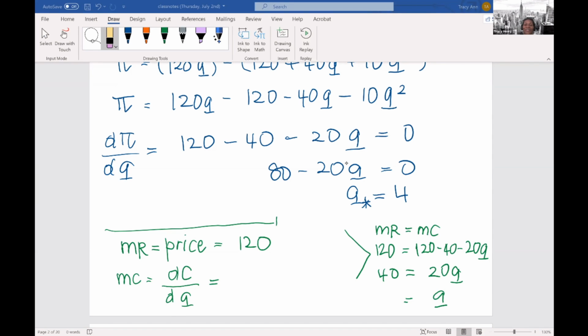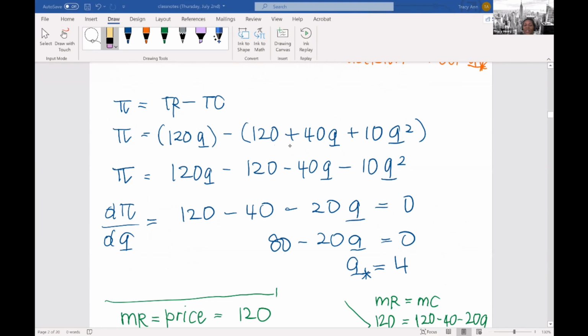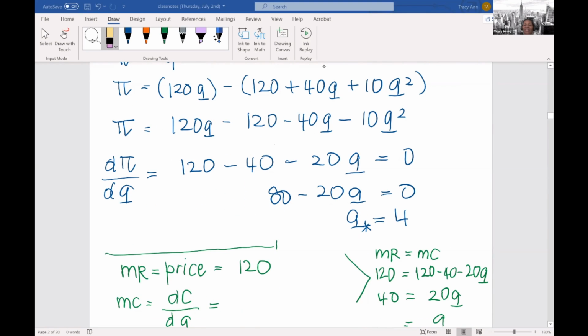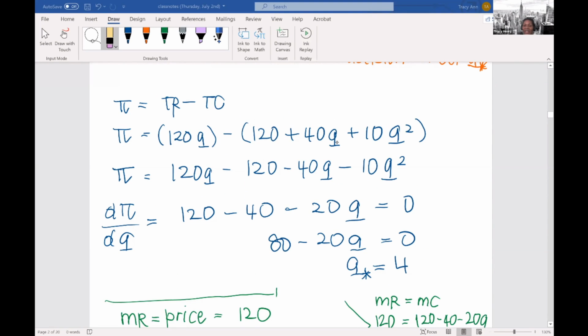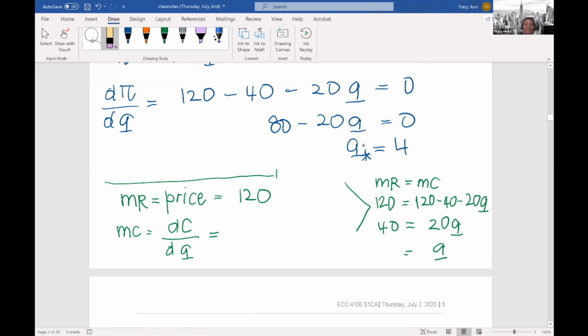So notice the cost function is 120 plus 40Q plus 10Q squared. So marginal cost is actually 40 plus 20Q. Let me see if someone is now telling me. Look, our cost function is 120 plus 40Q plus 10Q squared. So our marginal cost is actually 40 plus 20Q. Our marginal cost is equal to 40 plus 20Q.